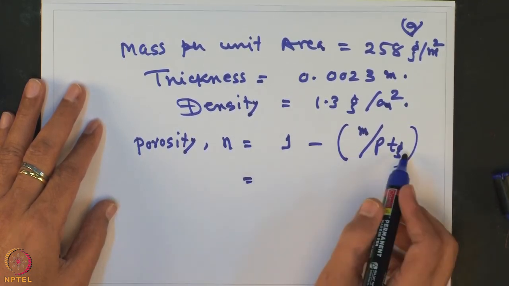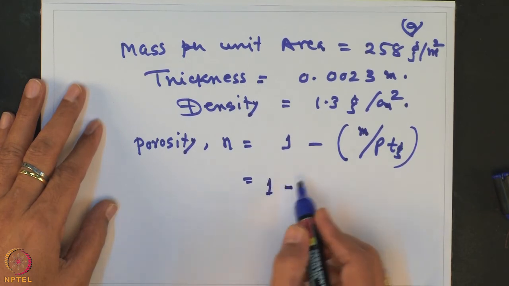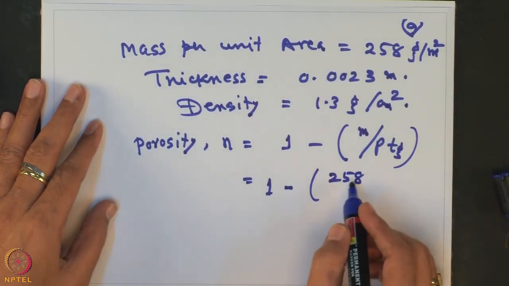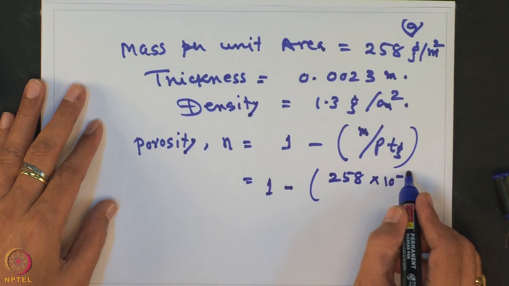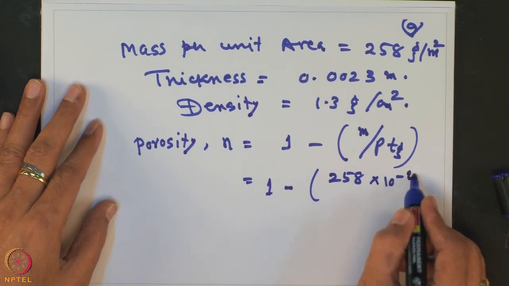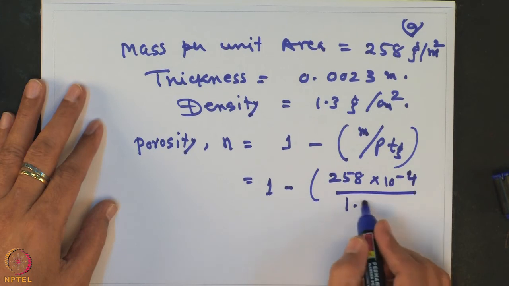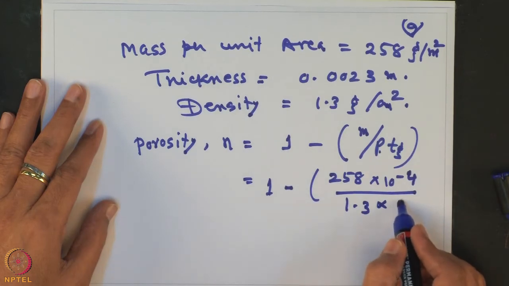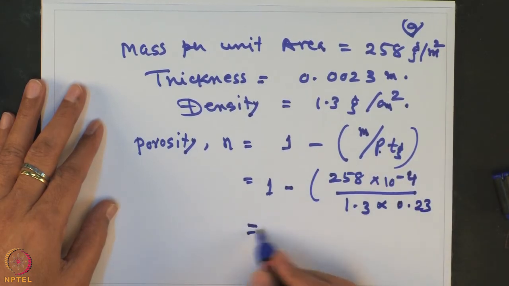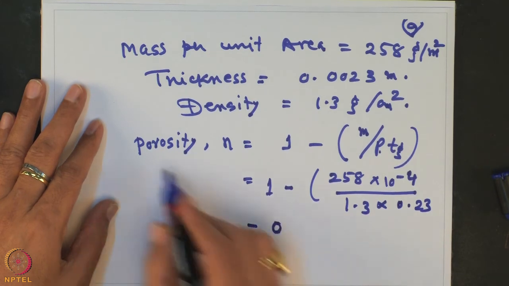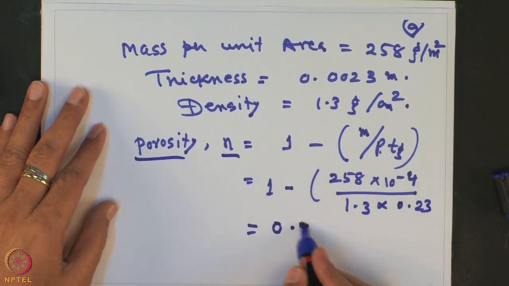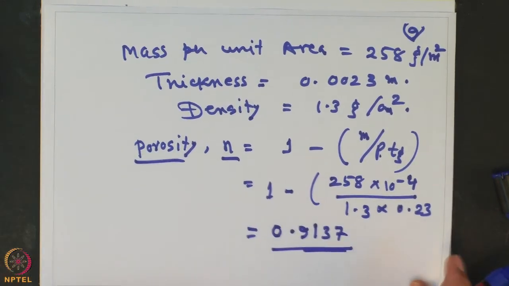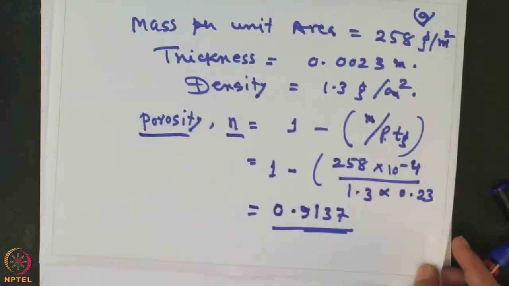So, you know this equation. So, you can write 1 minus M, mass is 258 into 10 to the power minus 4, divided by 1.3, the density rho, into the thickness of the geosynthetic, which is 0.23. So, you can determine what should be the porosity. So, n value will be 0.9137. So, this way you can calculate what should be the porosity.